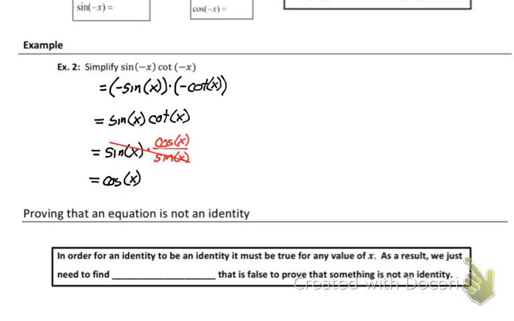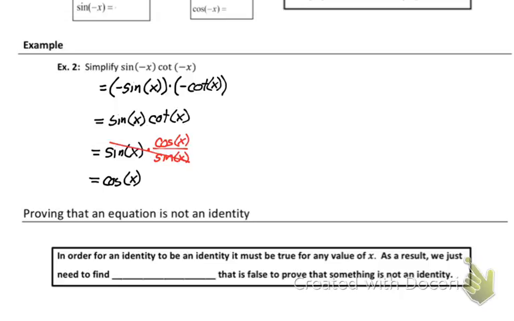But we couldn't do any of that with those negatives in there because we don't have any trig identities that have negative x values. So we need to get the negatives out first. Any questions on that? No? These should be pretty easy to set up to start off with. It's just how to simplify after. That should be the hard part.